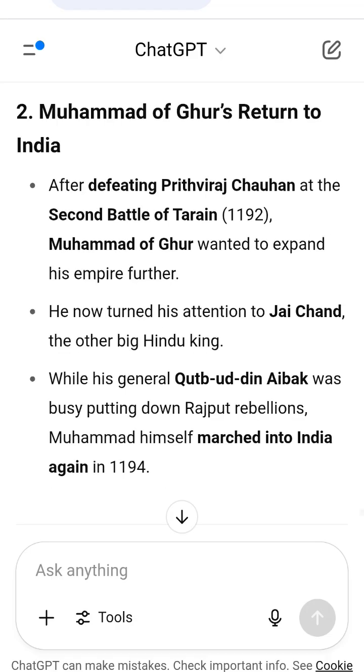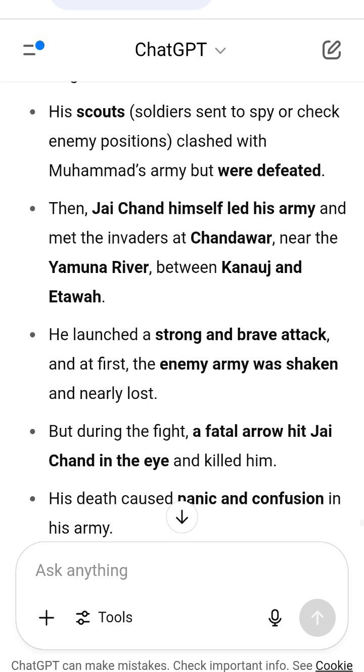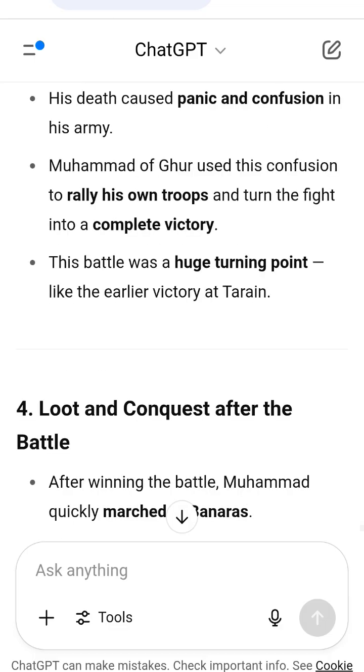These wins, Tarain and Chandawar, helped Muhammad's generals like Qutb-ud-din Aibak later set up the Delhi Sultanate, which would rule India for centuries. 4. A huge cultural and political shift. It was a turning point in Indian history, shifting power from Rajput kingdoms to Turco-Afghan rulers.